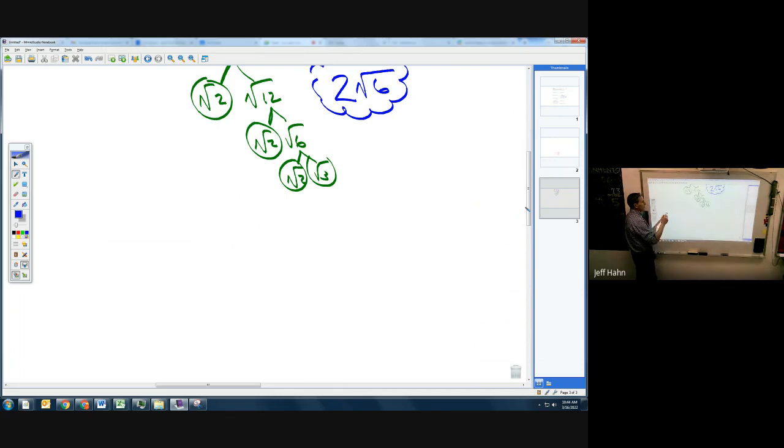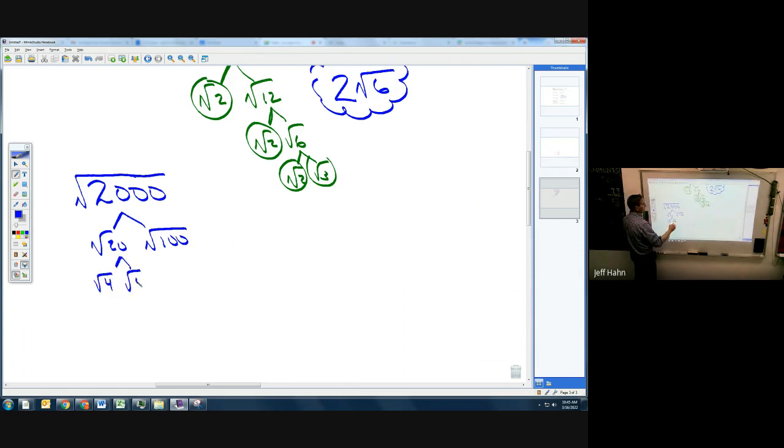What if it were the square root of 2,000? Yikes. If you're breaking 2,000 down, what would you break it down into? I'm going to say the square root of 20 times the square root of 100, because that's 3 zeros. The square root of 20 is the square root of 4 times the square root of 5.